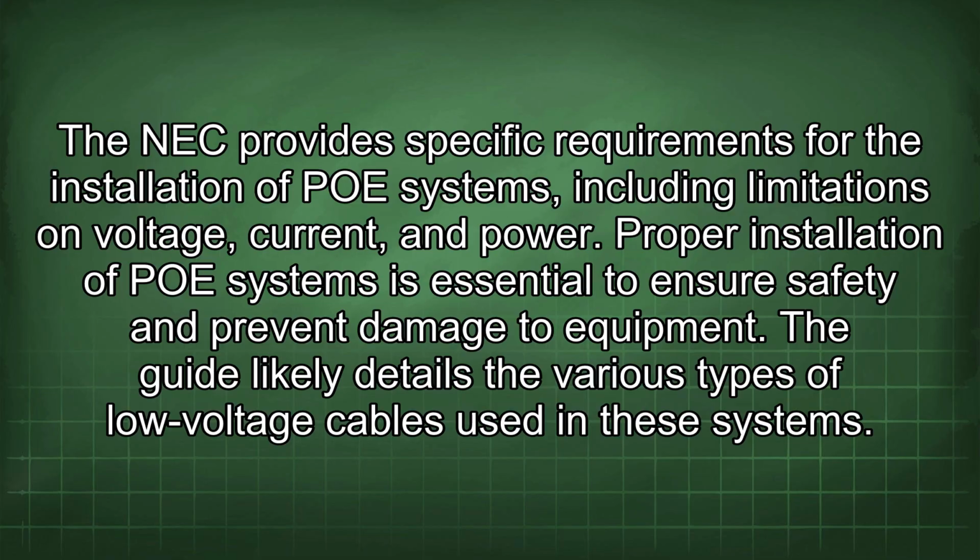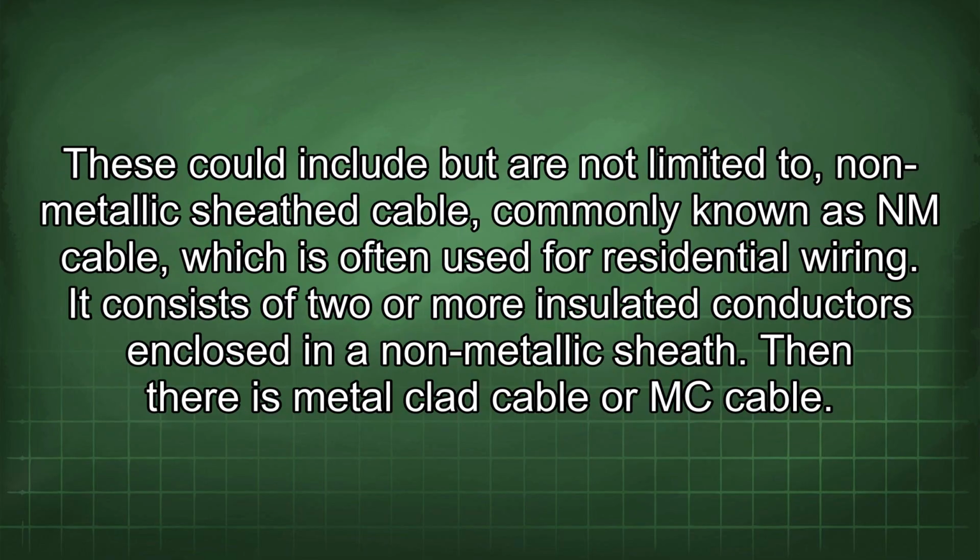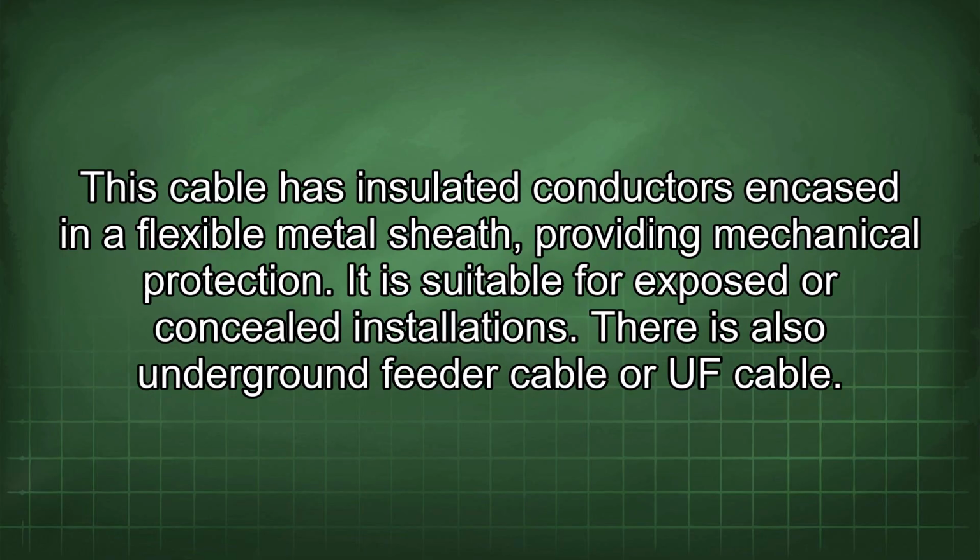The guide likely details the various types of low voltage cables used in these systems. These could include, but are not limited to, non-metallic sheathed cable, commonly known as NM cable, which is often used for residential wiring. It consists of two or more insulated conductors enclosed in a non-metallic sheath. Then there is metal-clad cable, or MC cable. This cable has insulated conductors encased in a flexible metal sheath, providing mechanical protection. It is suitable for exposed or concealed installations.